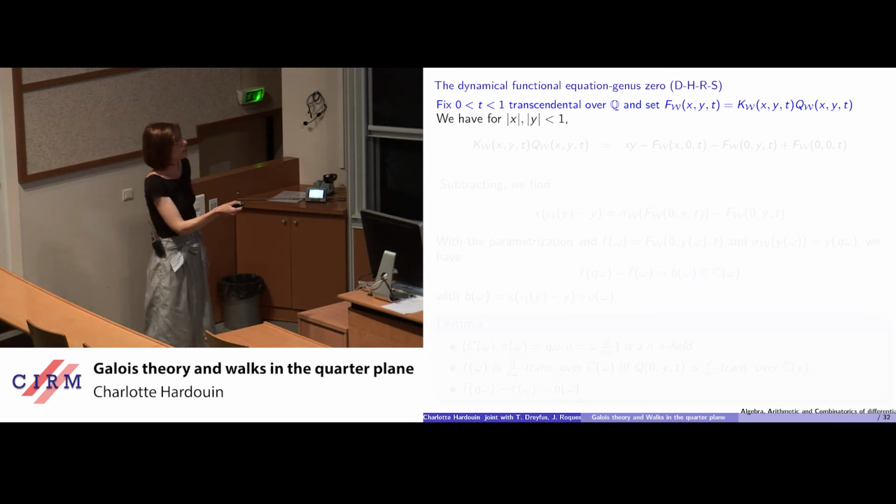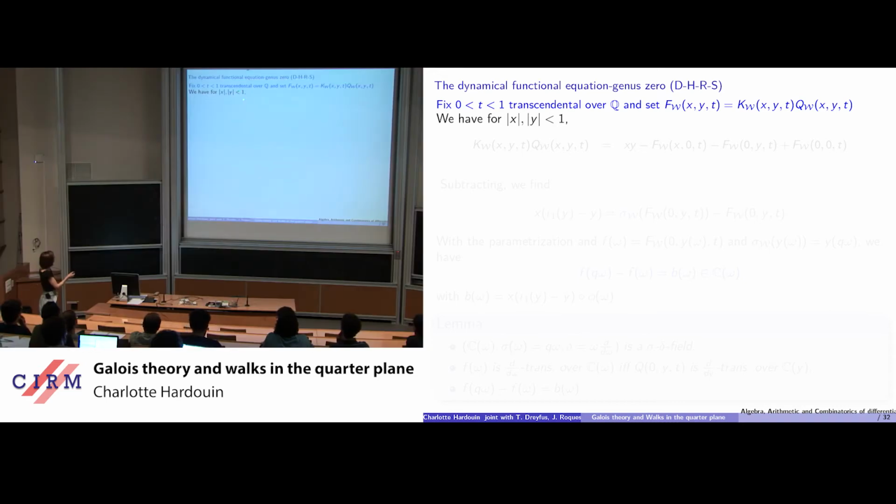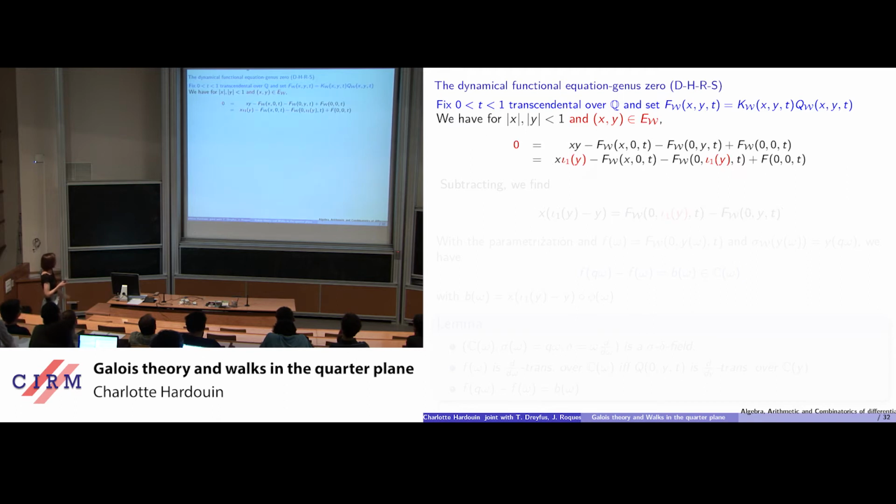And the generating series is shown to be convergent on this open. So is F. So you can use your kernel equation and then just look at it on the kernel. Sorry, the functional equation, look at it on the kernel. So if x and y are in the kernel, then x and iota 1 of y are in it, and then you can subtract, and you find an equation that involves only this function and some transform of this function.